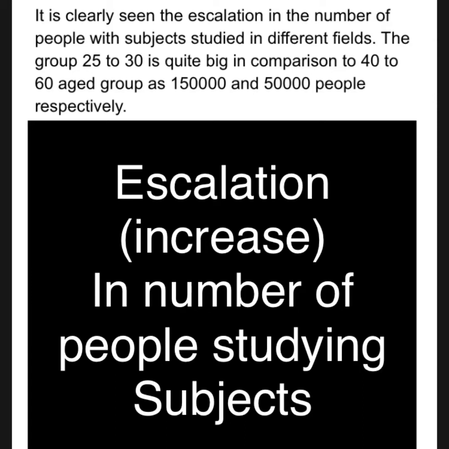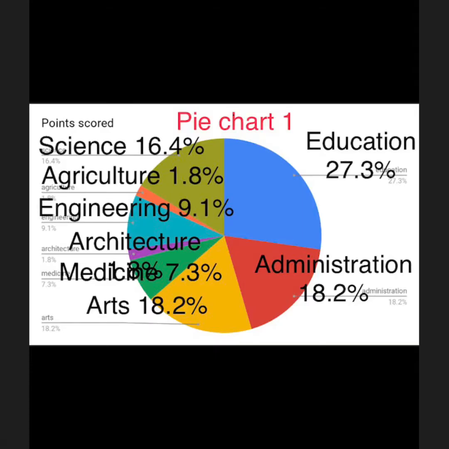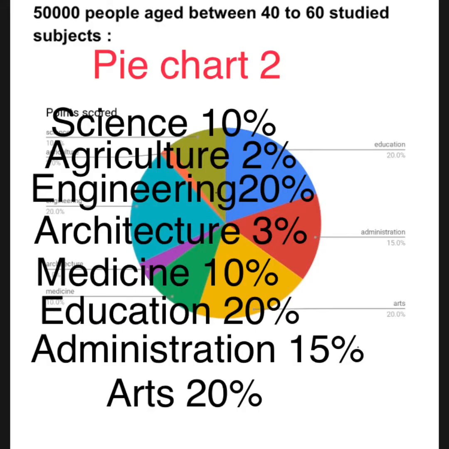It is clearly seen that there is an escalation in the number of people studying subjects in different fields. The group 25 to 30 is quite big in comparison to the 40 to 60 age group, at 1,50,000 and 50,000 people respectively.